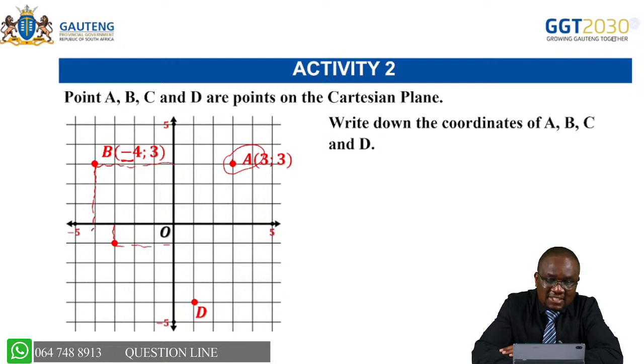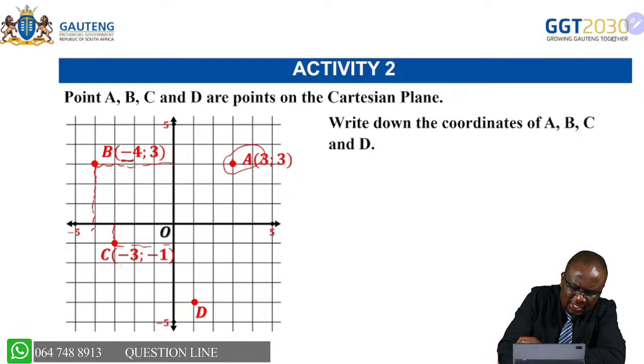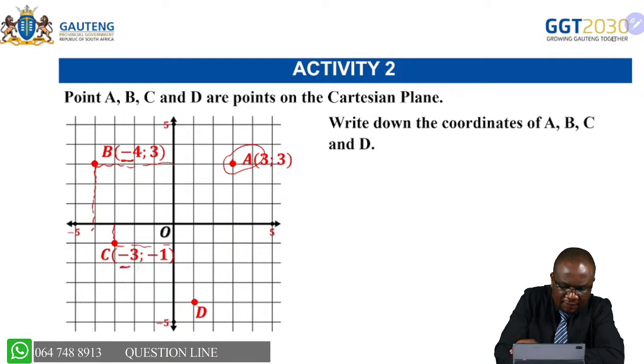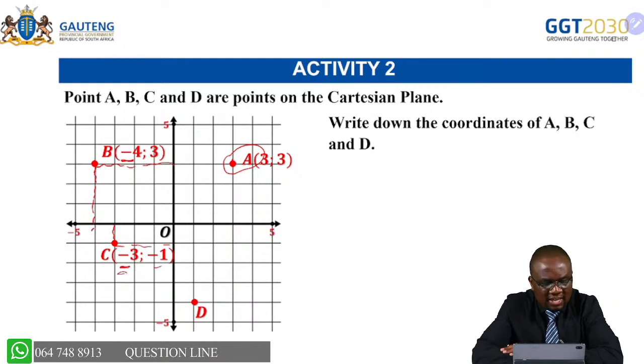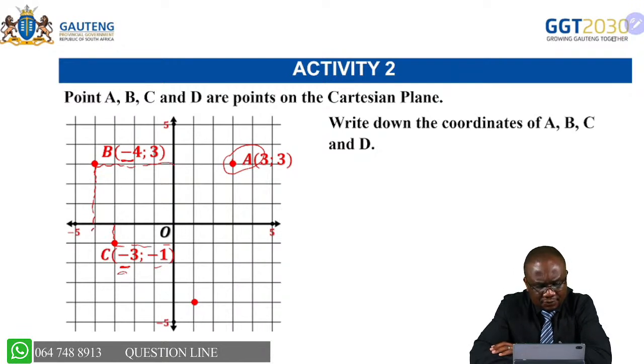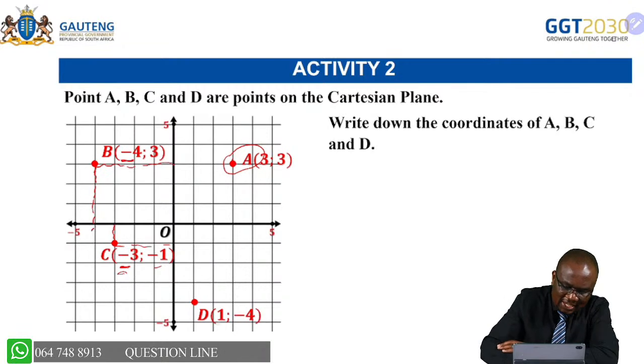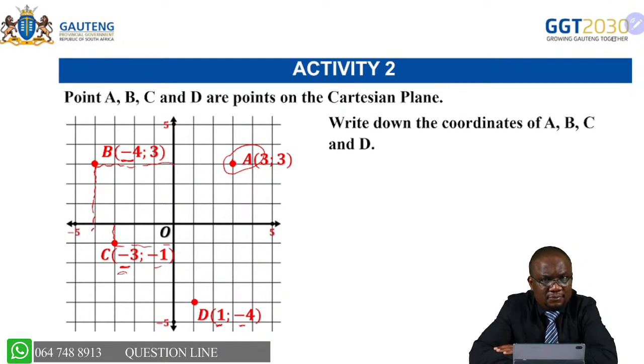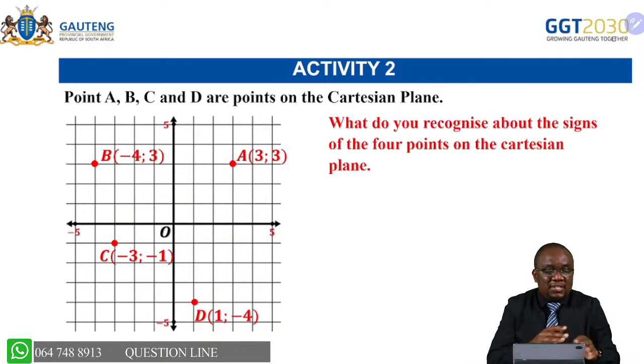X is negative and y is negative. You can see this is negative 3. These are examples, okay? Negative 3, negative 1. So x is negative, y is negative. And then D, we can see that x is positive and then y is negative. Okay? Right. And then this is what we discussed about.